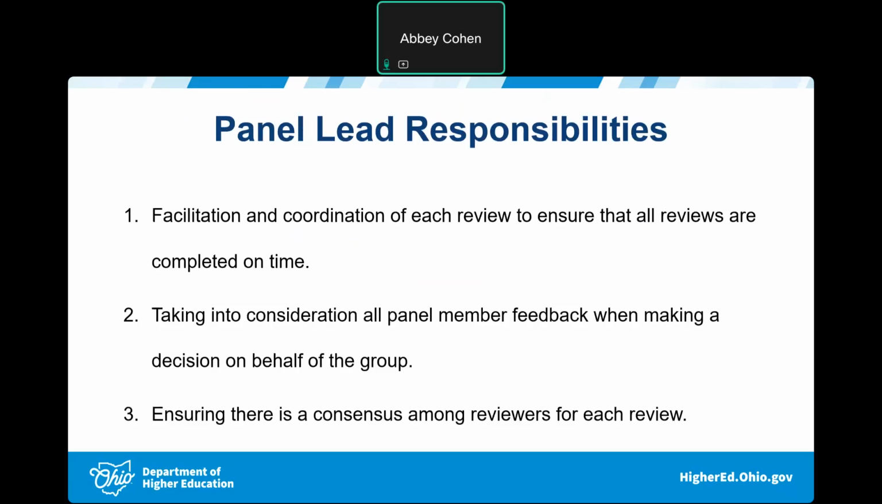Next few slides explain panel lead's responsibilities. The first responsibility of the lead is facilitating and coordinating each review in a timely manner. The second and third bullet points go hand in hand. The panel lead is to take all panel members' viewpoints into account when making a decision on behalf of the group. The review process is based upon panel consensus.